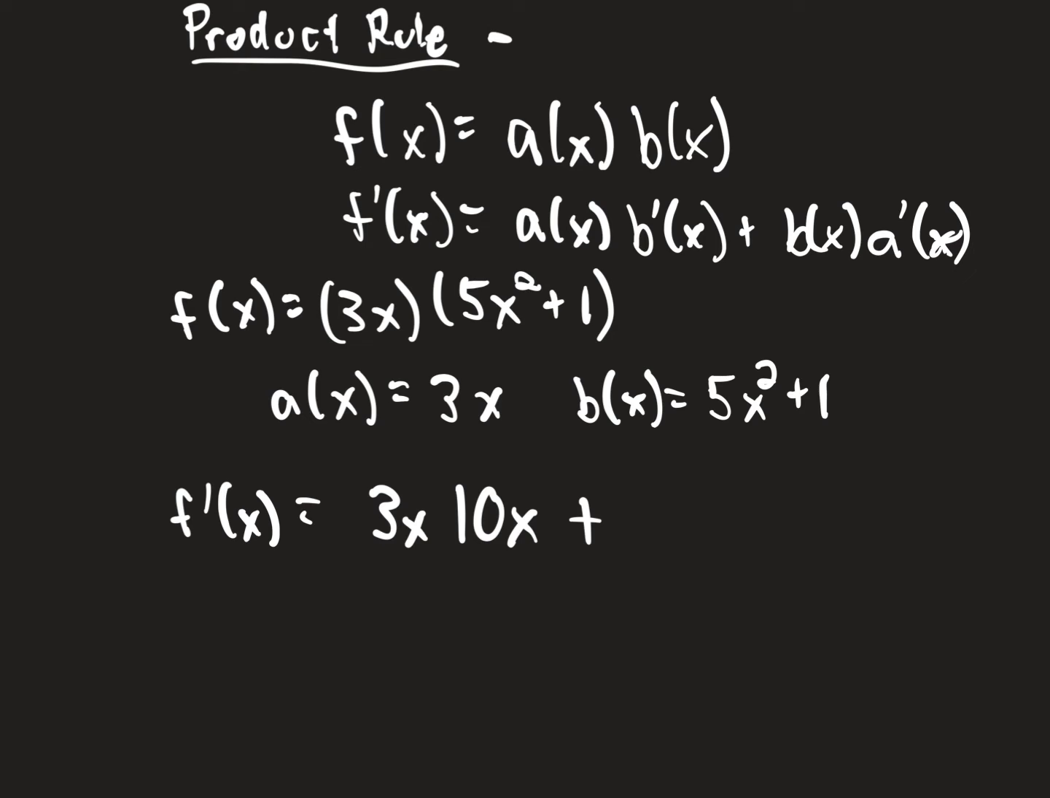What's b of x? 5x squared plus 1 times the derivative of a of x, 3. First times derivative of the second plus the second times derivative of the first. That's the product rule. Yay.